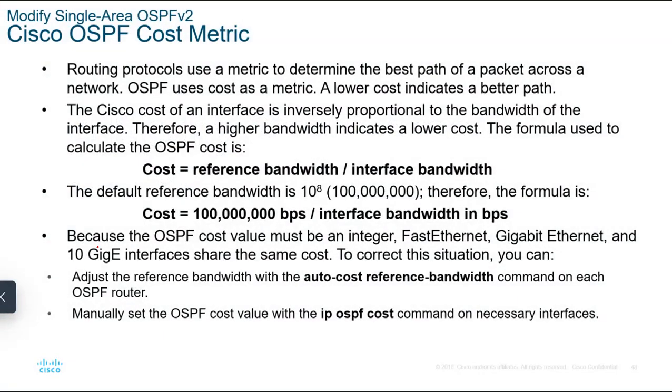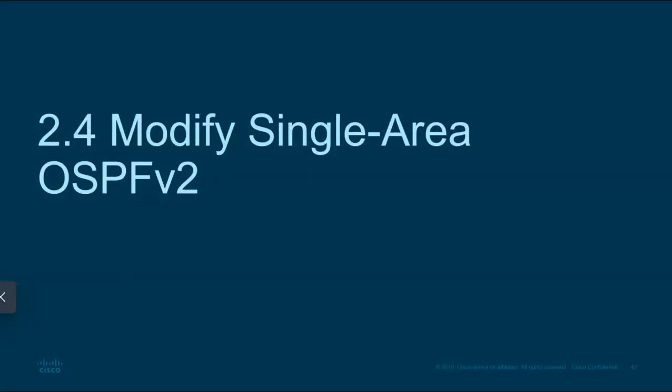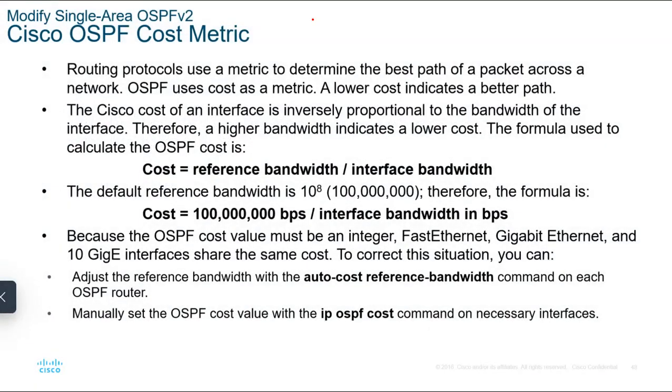So, modifying single area OSPF. In the Cisco OSPF cost metric, you can modify it. But before you modify, you need to look at what we call the reference bandwidth. For the cost, it is the reference bandwidth and then the interface bandwidth. The reference bandwidth is always stated there, it is a must, and then the bandwidth of the interface.